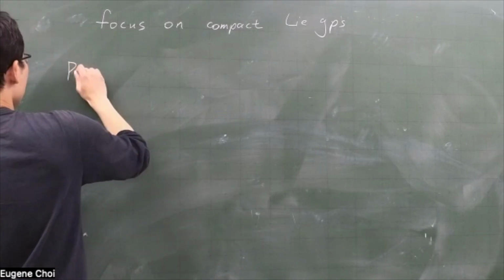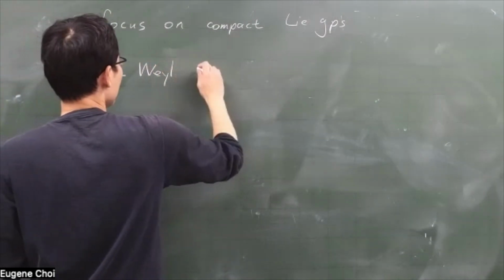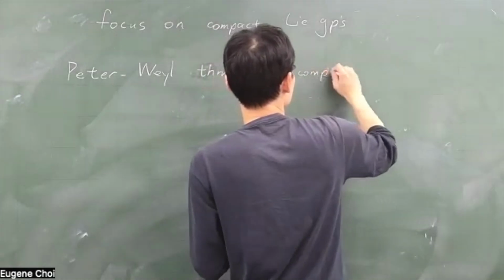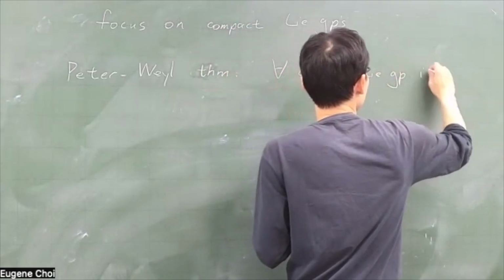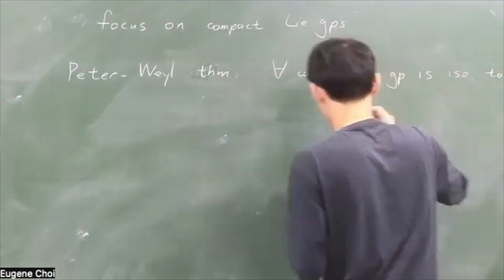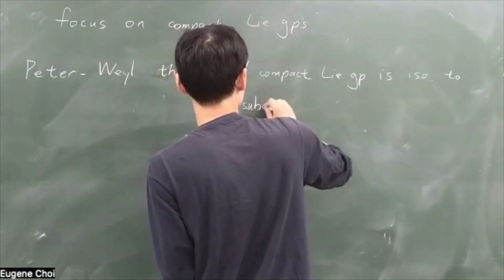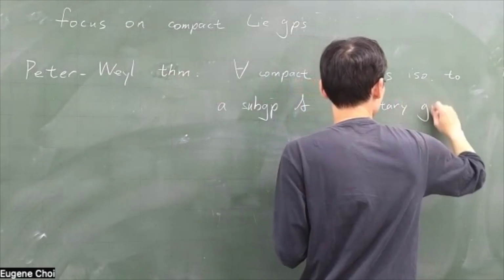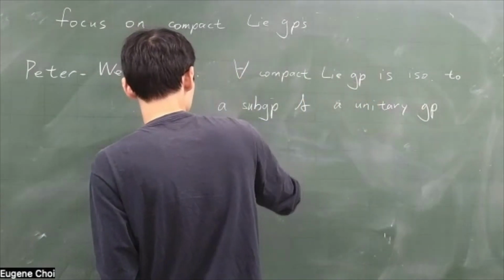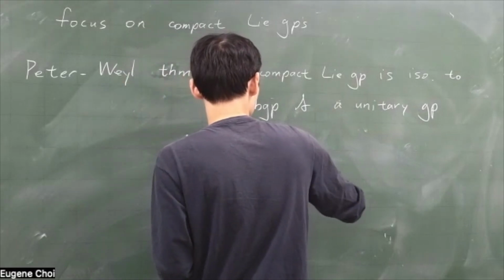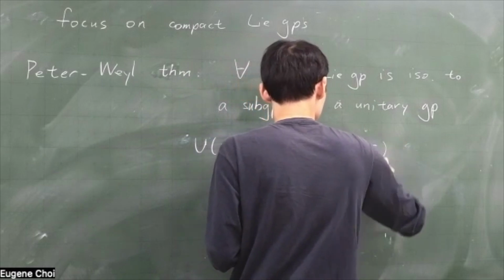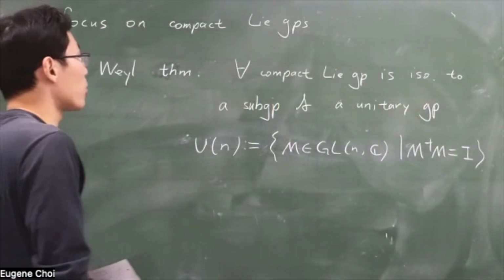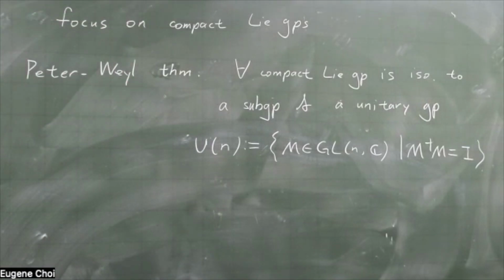So there is a theorem called the Peter-Weyl theorem, which says that any compact Lie group is isomorphic to a subgroup of a unitary group. By unitary group, I mean the matrices satisfying M dagger M equals identity, so unitary matrices. In other words, compact Lie groups are matrix groups, so we can just work with matrices.